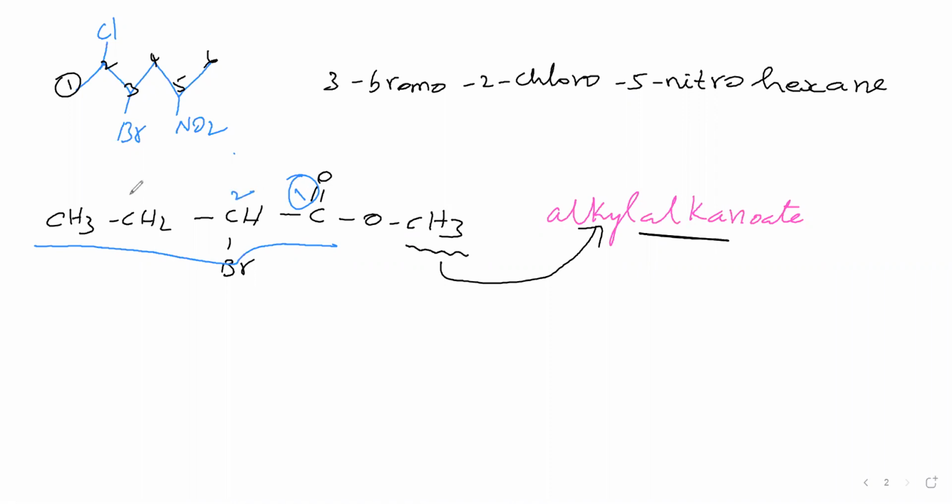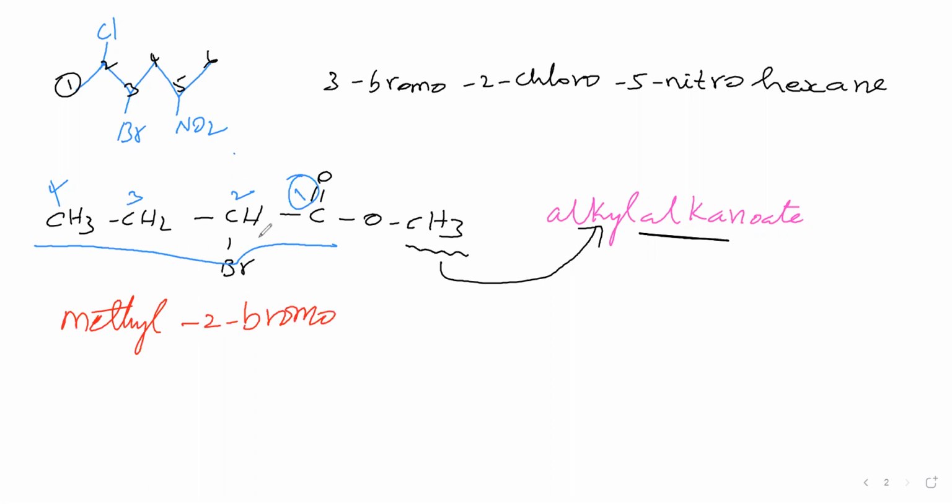Then it is number 2, 3, 4. First we have to say the group which is directly attached to the oxygen of the ester. That group is CH3, and the name of CH3 is methyl. Then we have to say the parent. In this parent, Br comes as prefix. Therefore, the prefix name we will say is 2-bromo.